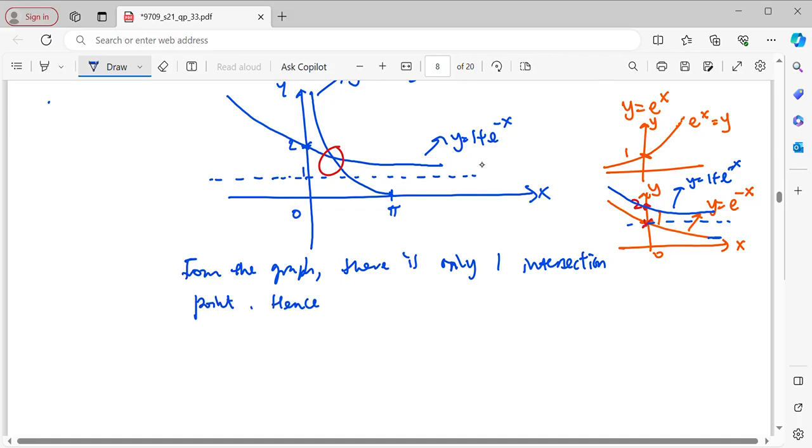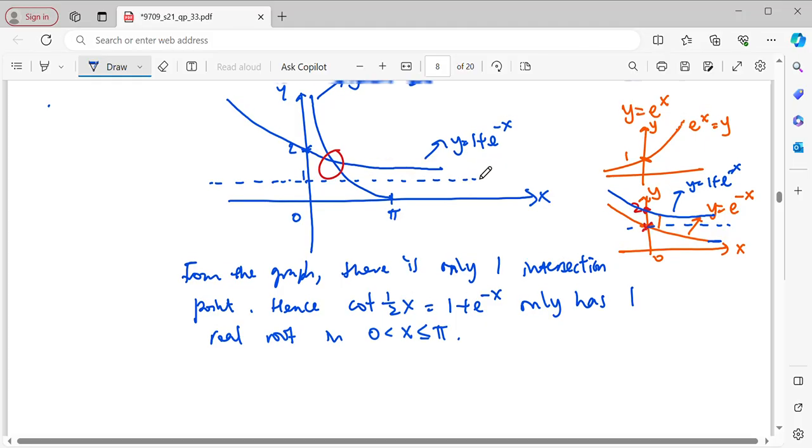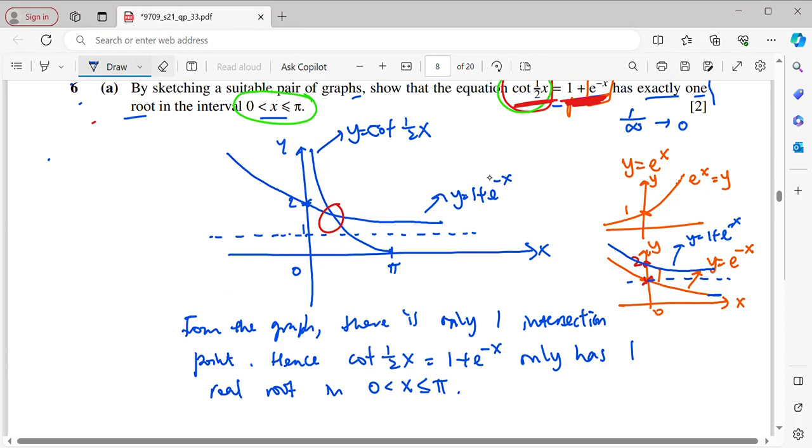Hence, cot half x equals 1 plus e negative x only has one real root in 0 to pi. Okay, because we are just referring to this interval. So done for 6a.